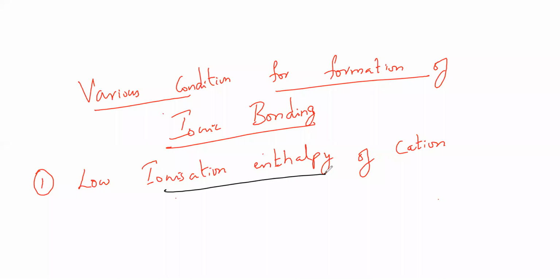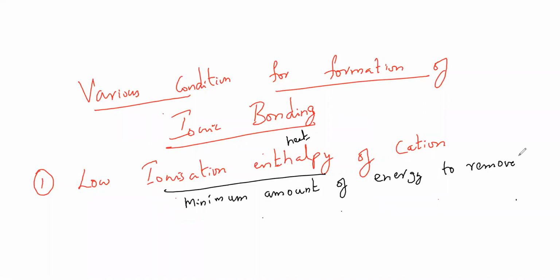So it is a minimum amount of energy. Correct? Enthalpy means heat. Wherever heat is involved, there will be energy. So the minimum amount of energy to remove the valence electron, to remove the most loosely bound electron. But even if I write like this, we may not be able to understand. For that, we have to visualize again.